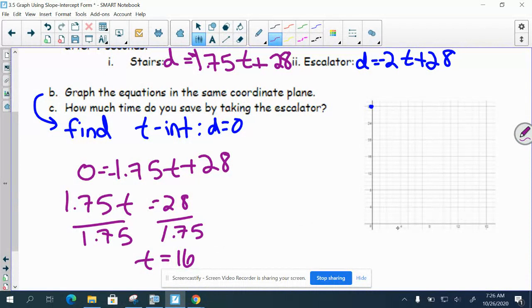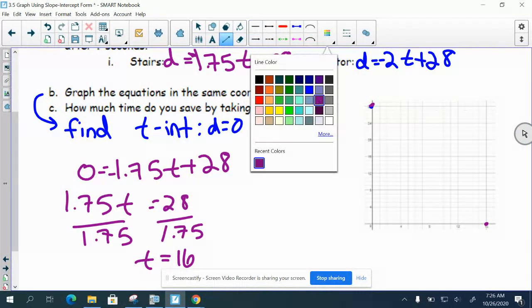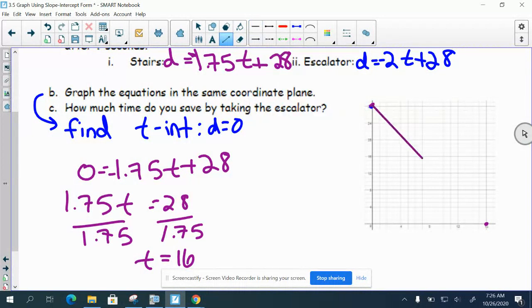So here, the graph goes 4, 8, 12, 16, and it starts at 28. So then we're going to draw a line going through those points. You might want to color code your lines if possible, or at least label them. So this one would be the stairs.